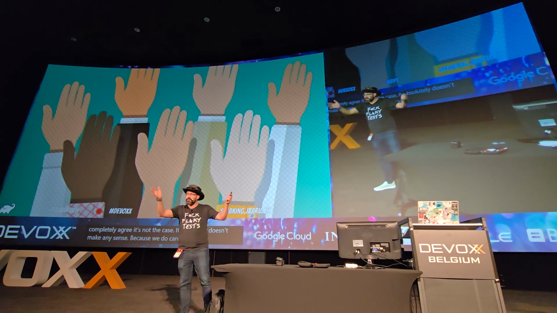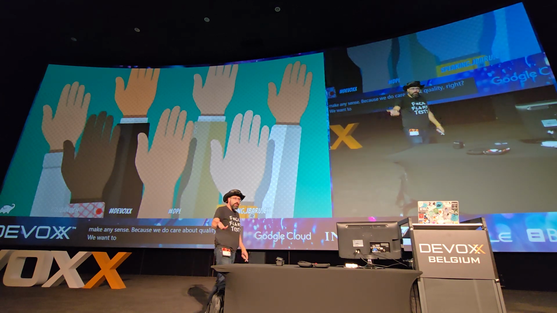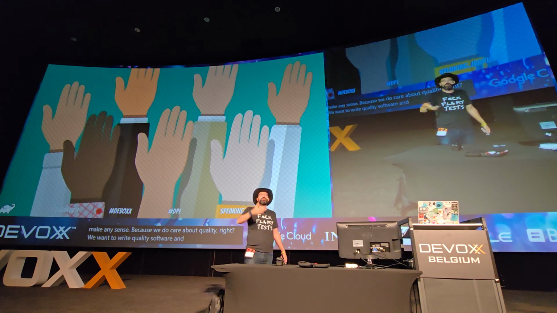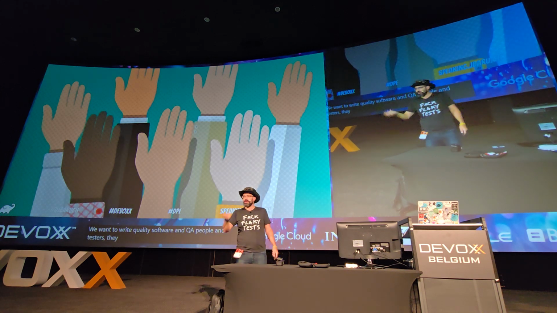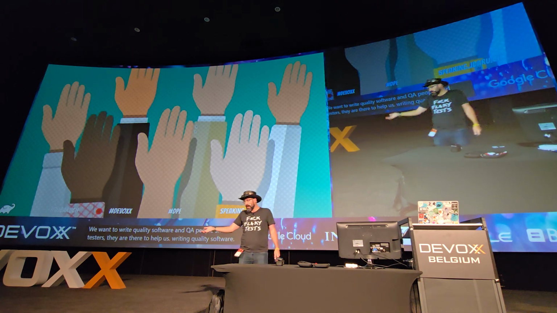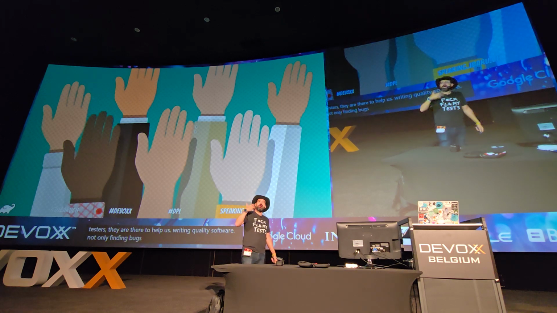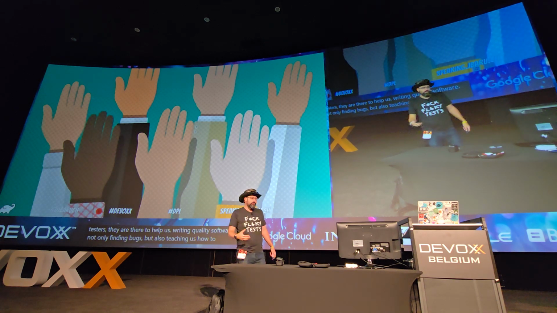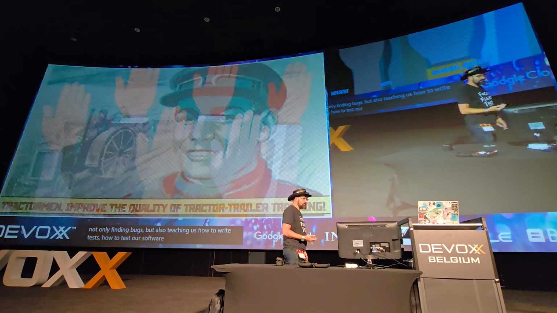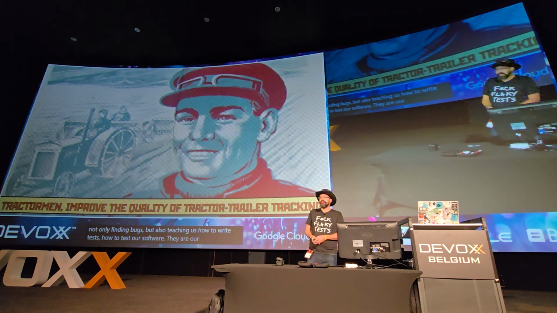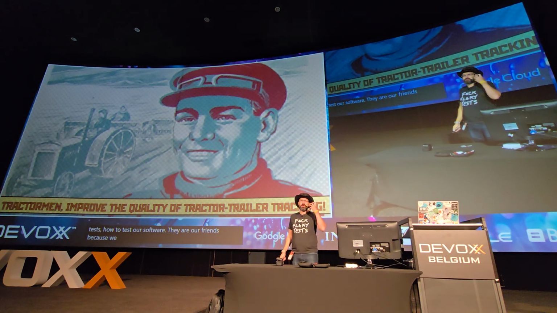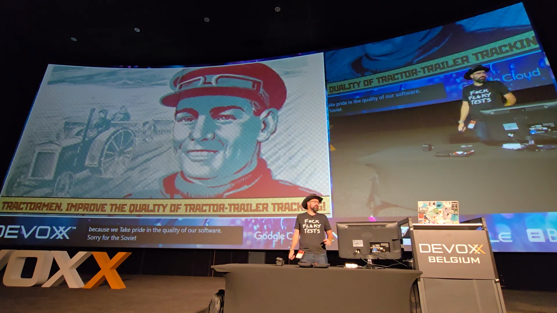We want to write quality software, and QA people and testers, they're there to help us write quality software. Not only finding bugs, but also teaching us how to write tests, how to test our software. They are our friends because we take pride in the quality of our software. Sorry for the Soviet meme. Sometimes it kind of just runs away from me.